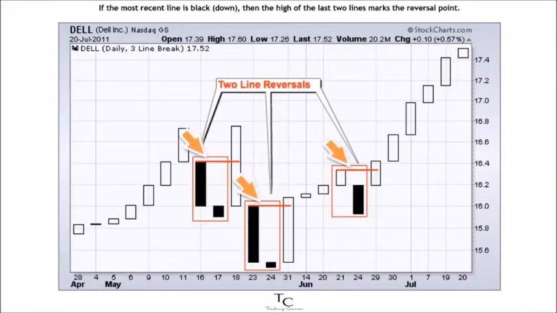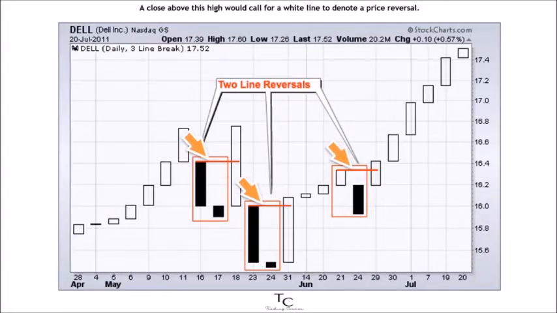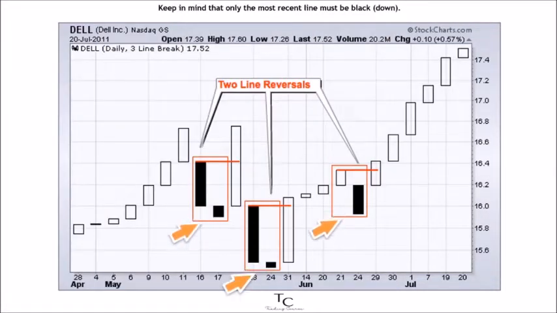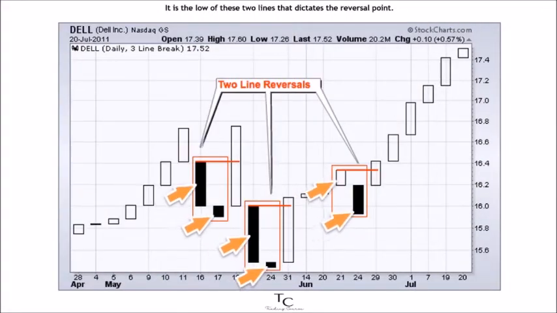If the most recent line is black, down, then the high of the last two lines marks the reversal point. A close above this high would call for a white line to denote a price reversal. Keep in mind that only the most recent line must be black, down. The line just before this black line can be white, up, or black, down. It is the high of these two lines that dictates the reversal point.